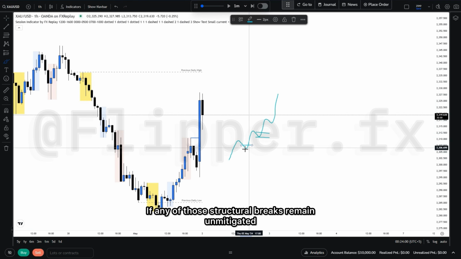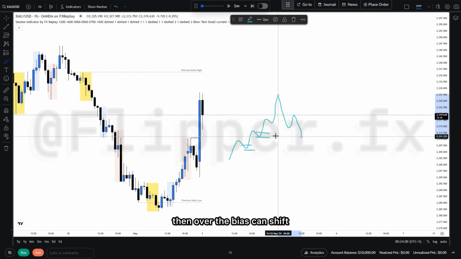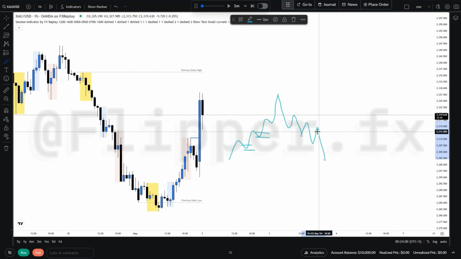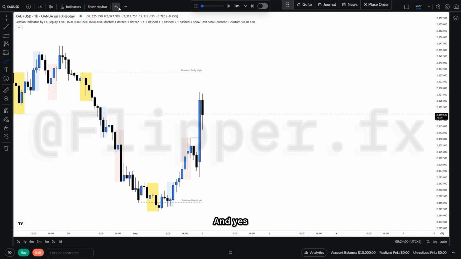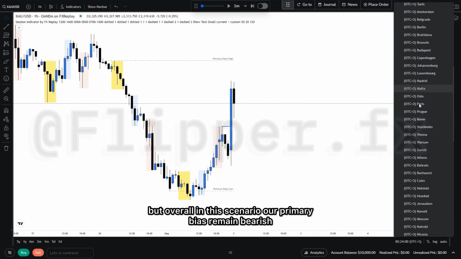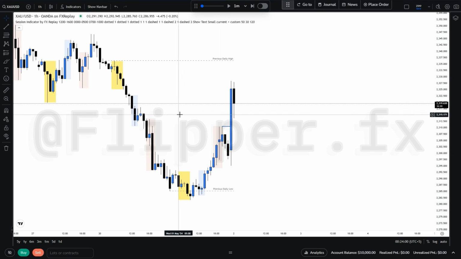If any of those structural breaks remain unmitigated, meaning the market has not returned to react to them, then our bias can shift. It may turn from bullish to bearish. These unmitigated structures and points of interest can still give us a reaction later, and yes, we might get trades from them, but overall in this scenario our primary bias remains bearish.